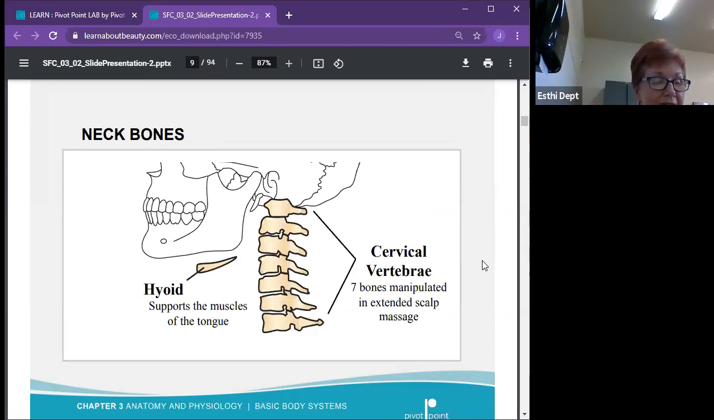Okay, keep count. You should have a label the neck bones. 1 through 7 is going to be cervical vertebrae, and 8 is going to be the hyoid.